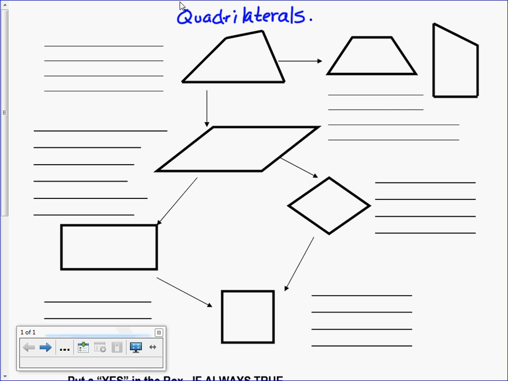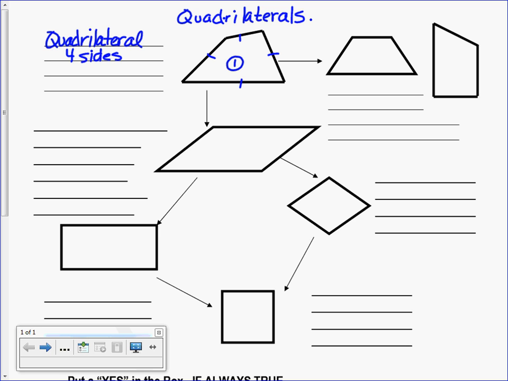Now, this first image that we see is going to be image number 1. We can see that in its most basic form, a quadrilateral, quad meaning 4, 1, 2, 3, 4, has 4 sides. So we'll go ahead and write that: quadrilateral, and it has 4 sides. And that's it. That's basically all we can say about this quadrilateral number 1.